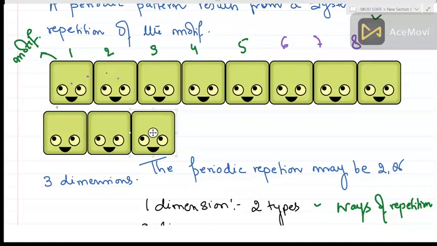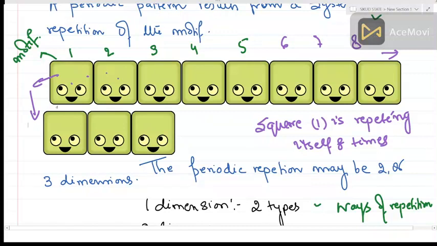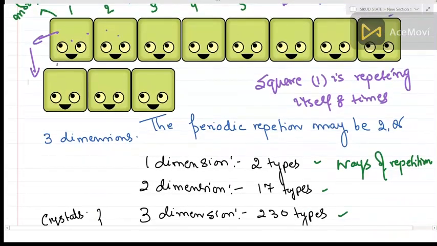What I say is that this square 1 is repeating itself 8 times along the x-axis. This is the x-axis. Here it is repeating 8 times, and along the vertical down direction it is also repeating 8 times, and it is forming a pattern. The same thing can be observed in 2 dimensions or in 3 dimensions.